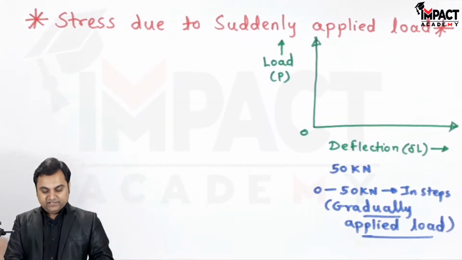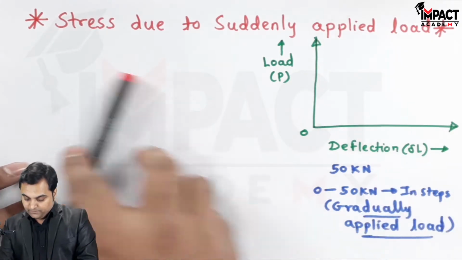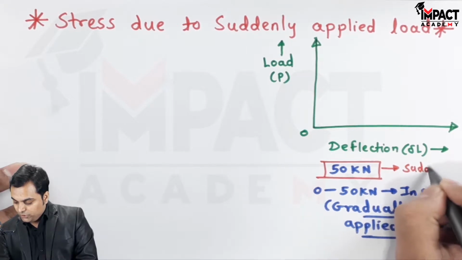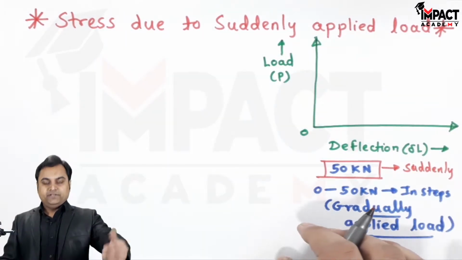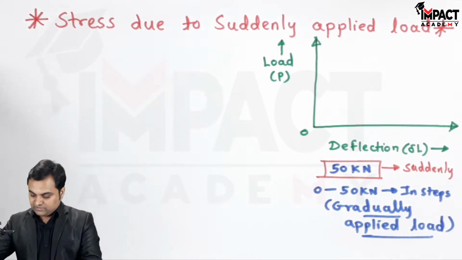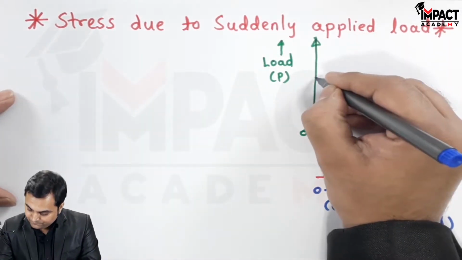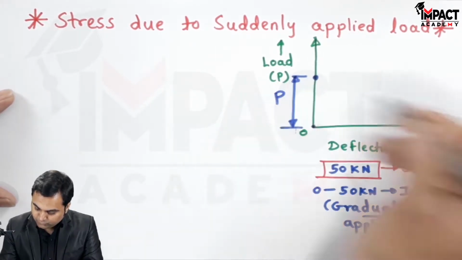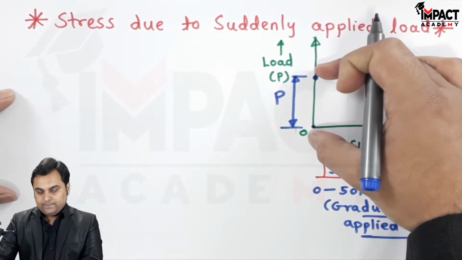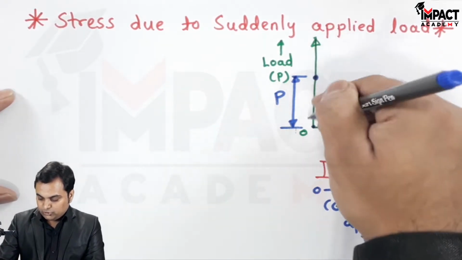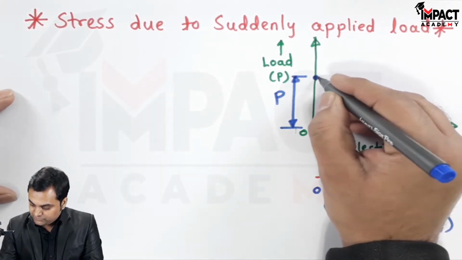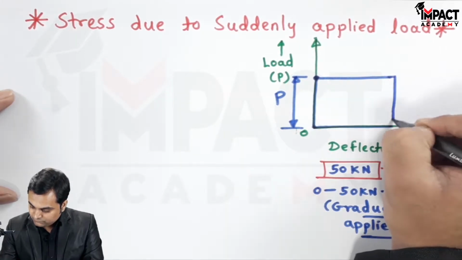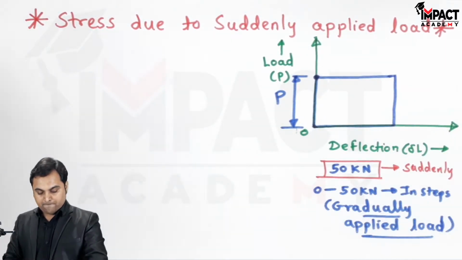But when we have a suddenly applied load, at that time the maximum value, that is 50 kilonewton, is applied suddenly as a whole. So the load increases suddenly. It can be shown on this graph, from 0 to maximum, it reaches up to a value of P suddenly, and similarly due to the applied load, which is the maximum load, the deflection would also be sudden. And we are getting this area.